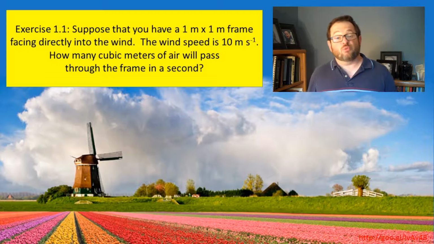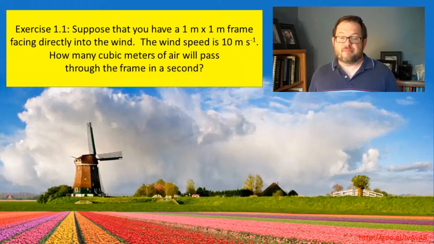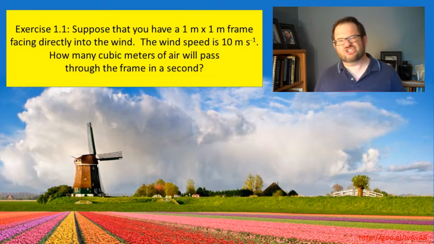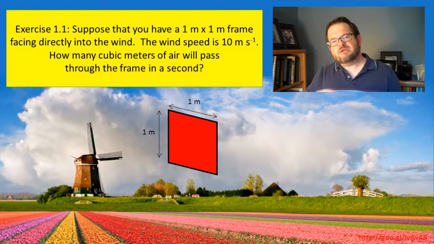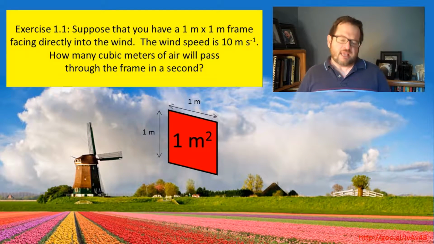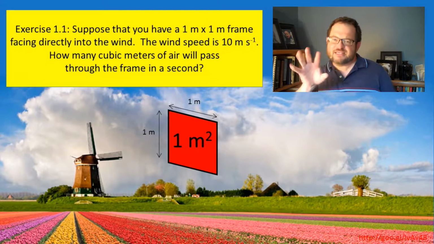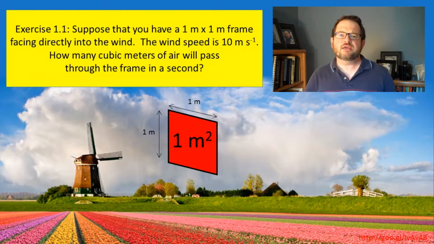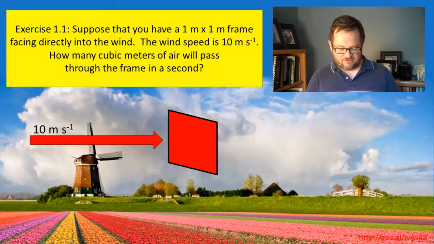In his exercise 1.1, he says, suppose that you have a 1 meter by 1 meter frame facing directly into the wind. I think actually in his description he said it was a soccer goal. But whatever, you can kind of picture here. We're talking like a 1 meter by 1 meter square frame, so it has 1 square meter of area. It says if the wind is moving at 10 meters per second and the frame is directly into the wind, how many cubic meters of air is passing through that frame every second?